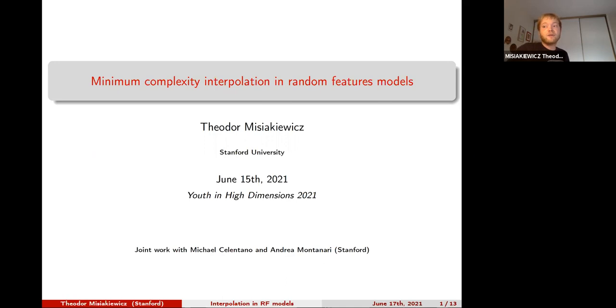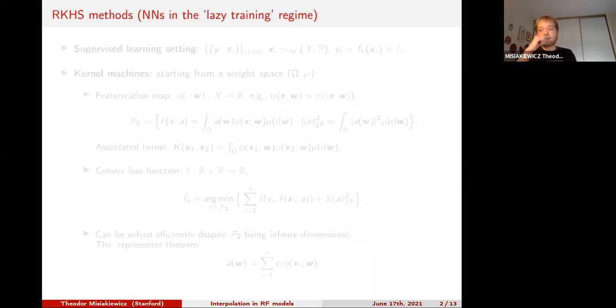I consider neural networks in some sense, which is the theme of this track. But instead of considering gradient-trained neural networks, I consider infinite width neural networks that are solutions of a convex optimization program over the space of measures. So, let's start. I'll start by recalling the definition of RKHS methods, like kernel methods. In neural networks jargon, this corresponds to neural networks trained in the lazy training regime.